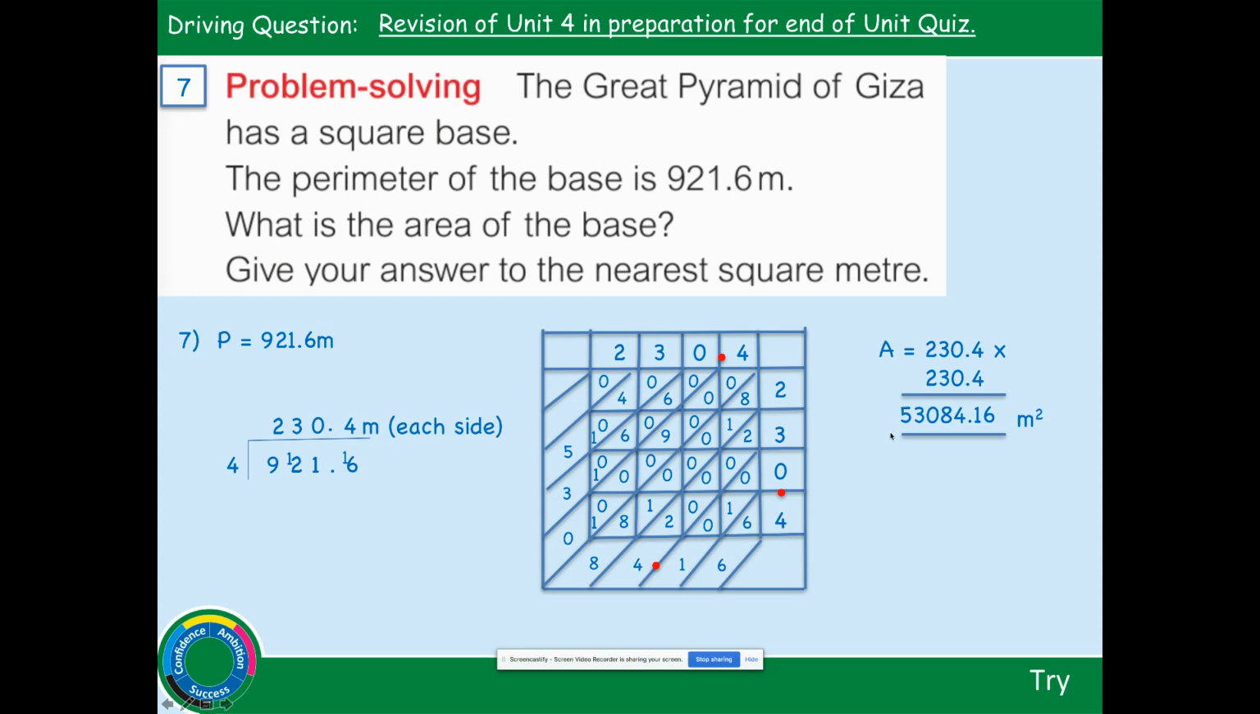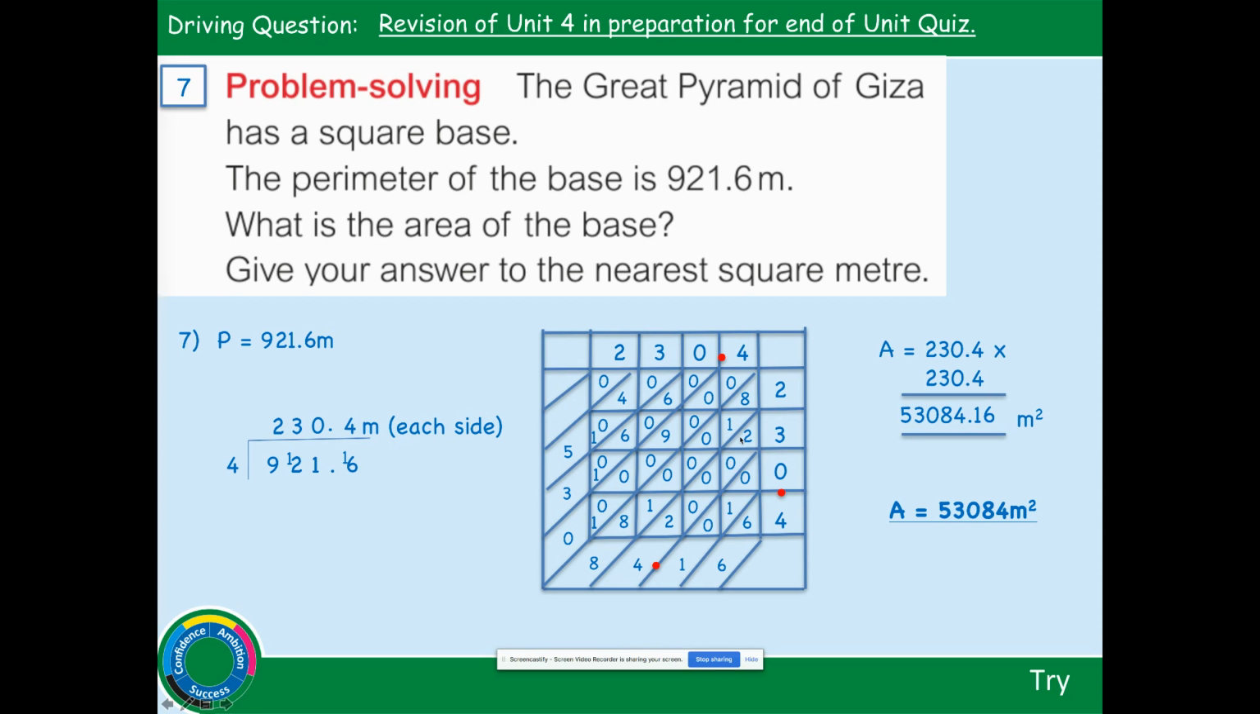Okay. Give your answer to the nearest square meter. So this is just 0.16. So our answer should be 53,084 square meters, forgetting about the decimal. If this had been 5 or 6 or 7 or 8 or 9, we would have taken that up to 5. Remember, 5 or more, add 1 next door. But it's not, it's less than 5, so we leave the 4 alone. Okay?